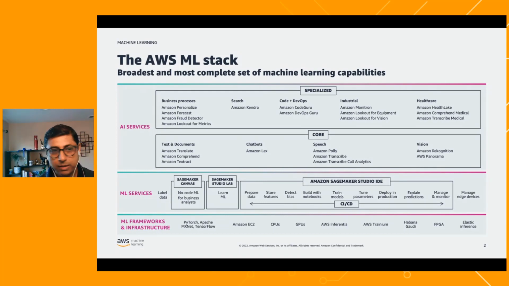experimentation. At the top layer, our AI services, as we have already mentioned, allow developers to easily add intelligence to any application without needing ML skills. We group these services as core services that include text, documents, chatbots, speech, and vision, and the specialized services like the business process ones, search, code and DevOps, industrial, and healthcare services. Today, we are focusing on the healthcare services, and we'll dig deeper into Amazon Comprehend Medical Service.